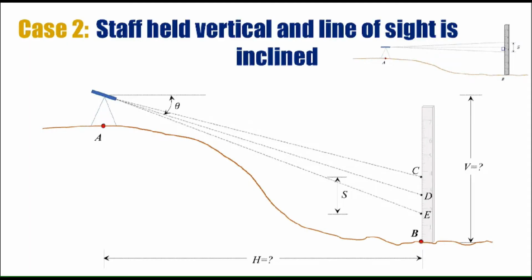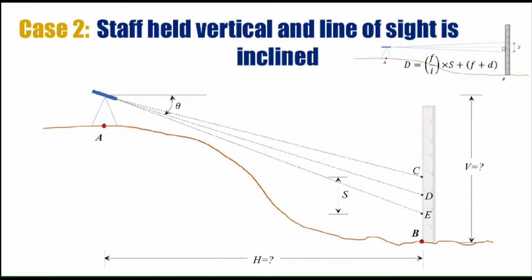Now if you remember case number 1, where the central line of sight was perpendicular to the staff as shown in the upper right figure, the formula in that case was f over i multiplied by s plus f plus d, where f over i is the multiplying constant and f plus d is the additive constant, and that depends upon the type of lens that we are using in the tacheometer. The only variable in this equation is the staff intercept.